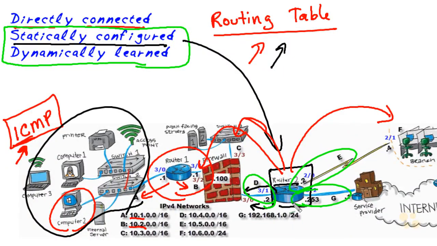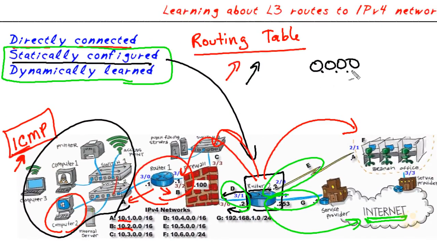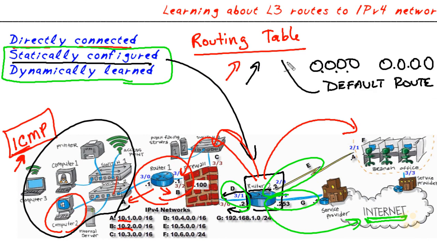Also, what about the networks that are out on the internet? We certainly are not going to manually configure static routes for each and every network that exists on the internet. So we have a special type of route, and it's called a default route. It looks like this. If you ever see a route with 4 zeros for the IP address and 4 zeros for the mask, that, my friends, is a default route that we can go ahead and place, again, in the routing table of the router.